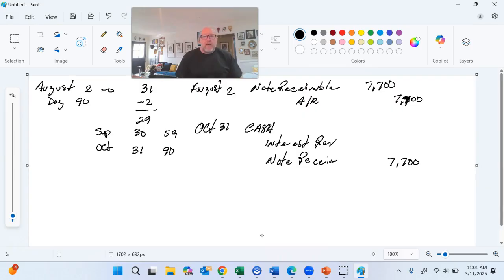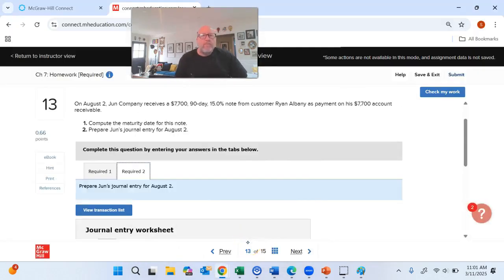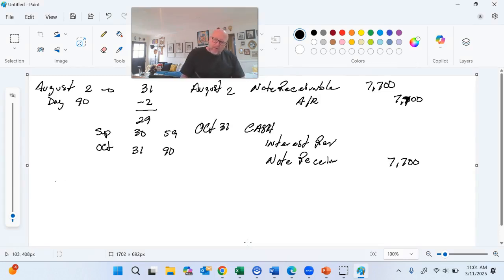Okay, so interest. What was the interest rate being charged? 15% in this example. So we would do 7,700 times an annual rate of 15%, and then we need to adjust it by the number of days in this period. It would be 90 divided by 360. Remember, 360 being the banker's days.